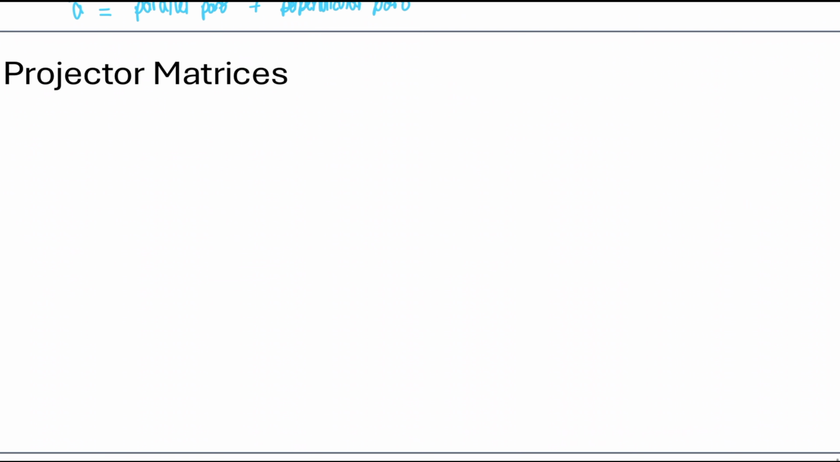Cool. If we now look at projector matrices, this is pretty much exactly the same as it is with vectors, but now we're just looking at matrices. So a projector matrix keeps what's allowed and deletes what isn't allowed. So let's say we wanted something which is perpendicular to the space that we wanted.